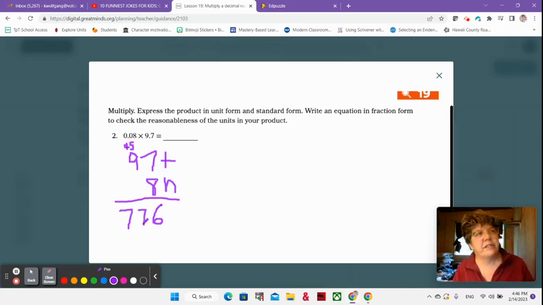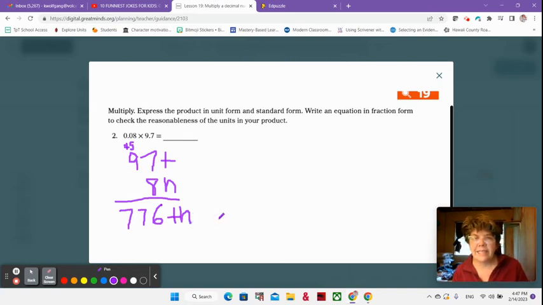So we have 776 of what unit? And how do we know? Okay, so think about what unit our 776 is going to be. Tens times hundredths. Think about what we did in our last video. Tens times hundredths is thousandths, right? So we have 776 thousandths.